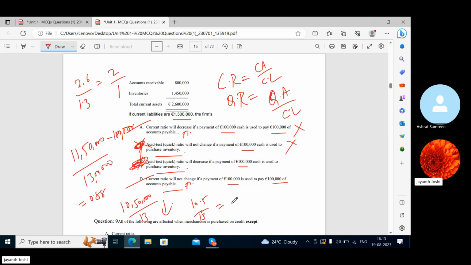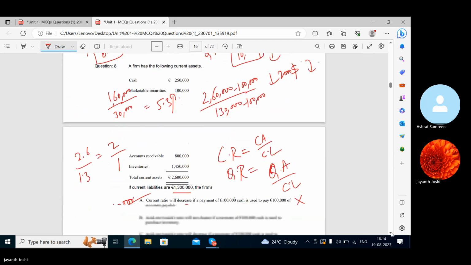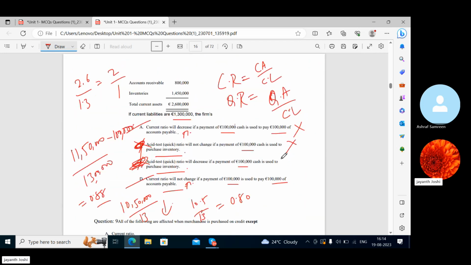It is 0.80. Previously it was 0.88, and the current ratio will not change. If payment is already made, we have seen the current ratio was this much, and the current ratio is increasing to 5.33, which we got first time, right? So that is also a wrong answer. So answer option C is right.